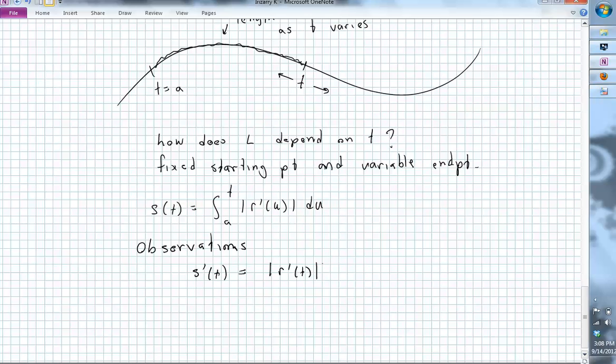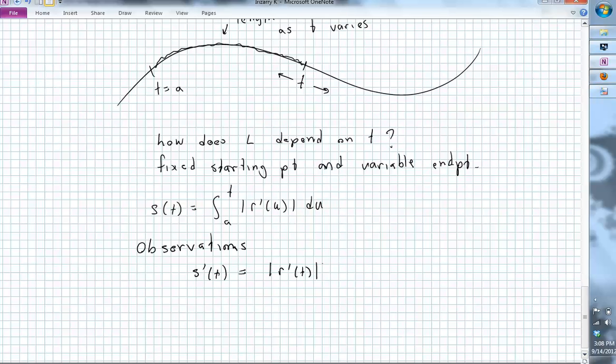And what we notice here is something that should make a little bit of sense if you start parsing the symbols. The rate of change of arc length is equal to the speed. No mystery there, right? That makes sense. The rate of change of arc length is equal to the speed.